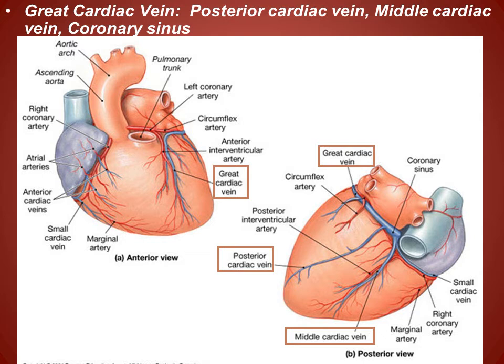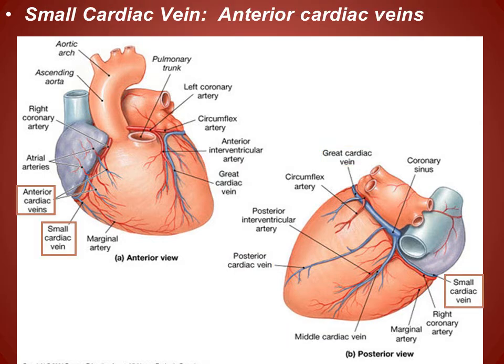In terms of the veins, you have the great cardiac vein. You see how it comes around the sulcus, feeds around the front side of the heart. On the posterior side, you have the posterior cardiac vein and the middle cardiac vein. And on the front, on the right side, you do have the anterior cardiac veins and the small cardiac veins.